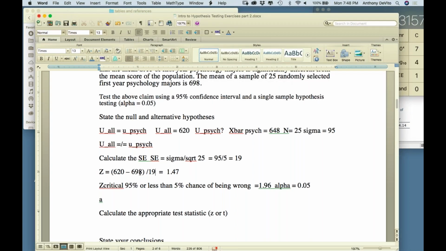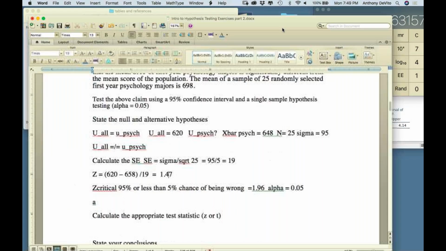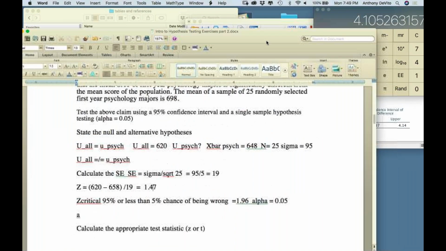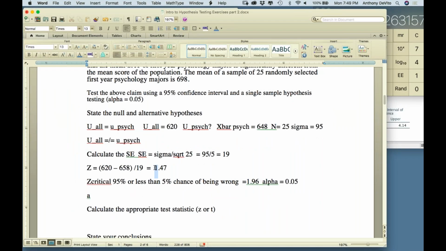So this is actually, they're not that smart. Make this a little bit smaller. You know what I'm going to do? I'm going to make this 658. Okay, what does that come out to now? That's 620 minus 658, 38 over 19. It's equal to 2.0. 2.00. Okay.